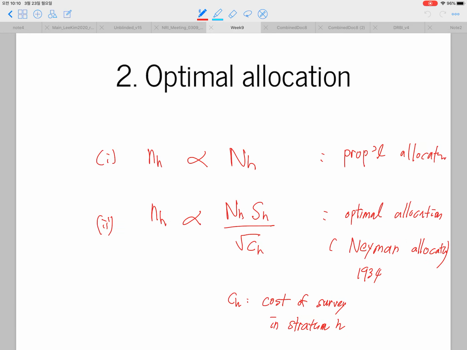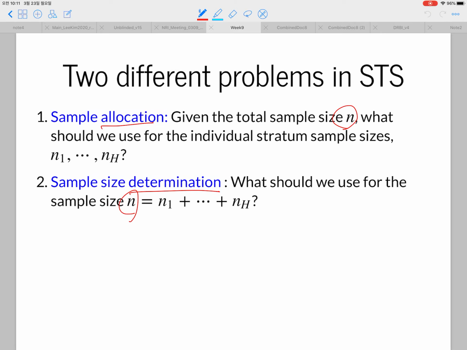Hi, I will continue. We'll study optimal allocation. So there are two different problems associated with the sample allocation and the sample size determination. Sample allocation is about determining n_h, the sample size for stratum h, for a given sample size n. Sample size determination is about determining the total sample size n.